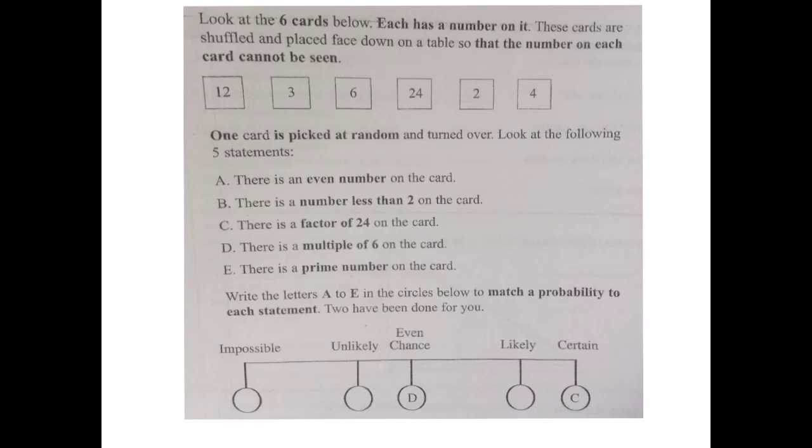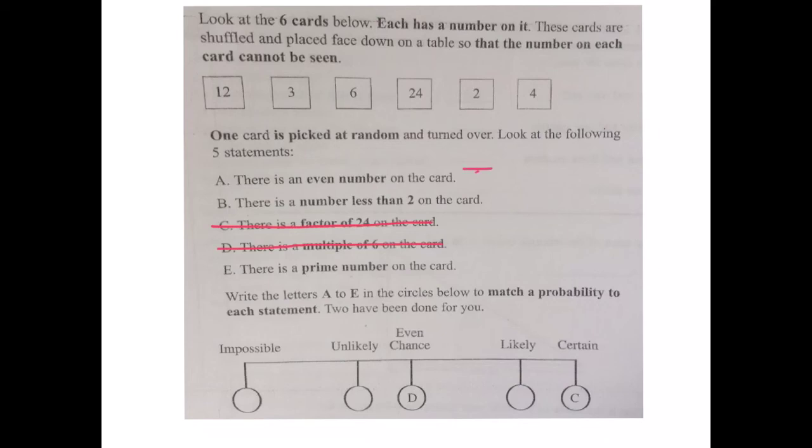There is a prime number on the card. Write the letters A to E in the circles below to match a probability to each statement. 2 have been done for you. They've already done D and C, so we don't need to worry ourselves with those 2 statements. So let's look at statement A.